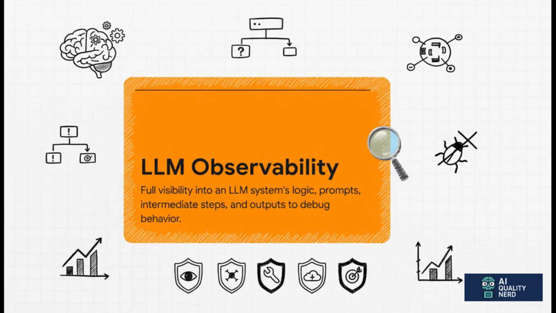Well, the best way to think about LLM observability is like a flight recorder for your AI. It gives you complete end-to-end visibility into every single layer. We're talking about the app logic, the exact prompts you're sending, every single intermediate step an agent takes along the way, and of course, the final output. It's all about deeply understanding and debugging the behavior, not just guessing what went wrong.